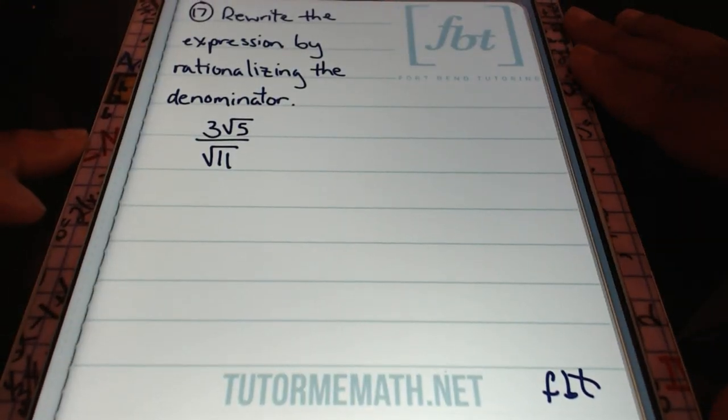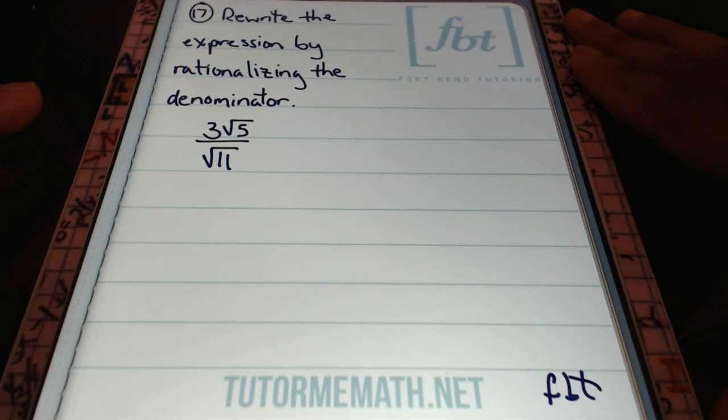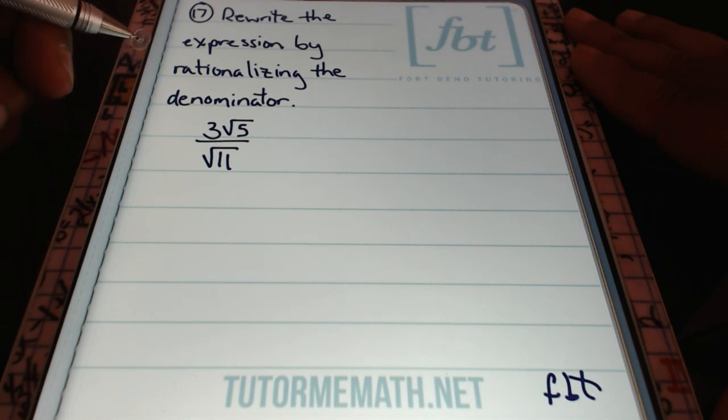We're in problem number 17 now. I'm trying to kill you with these problems. You know, get as many problems done as possible. This is review, man. I can't give you a review if I don't give you any problems.